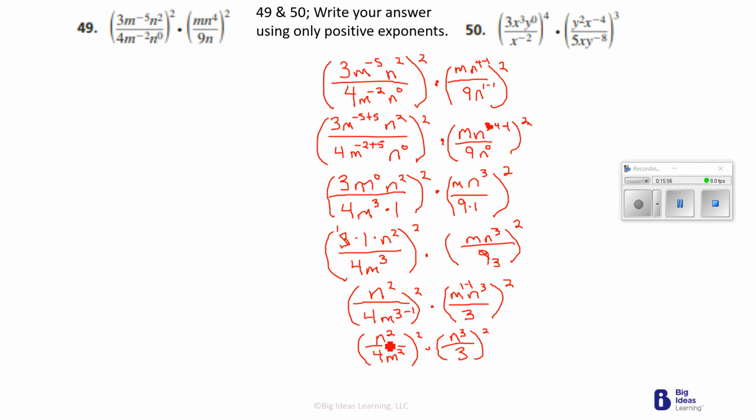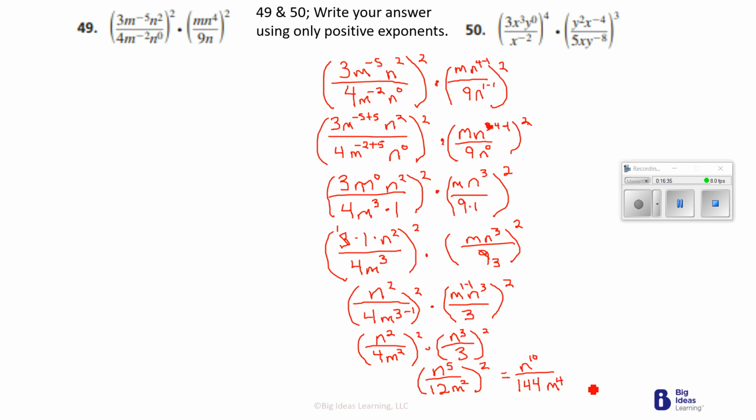And now I can say n squared times n cubed, that's n to the 5th, over, well, 4 times 3 is 12. And there's m to the second power all by itself. And all this is now going to be to the second power. This is going to give me 5 times 2, which is n to the 10th power. And 12 times 12, excuse me, that's 144. And m to the second times to the second, well, that's 2 times 2, that'd be m to the 4th.